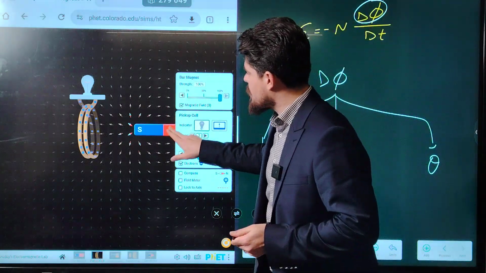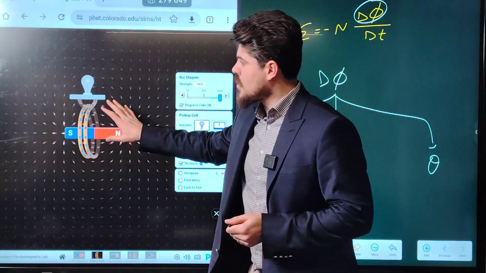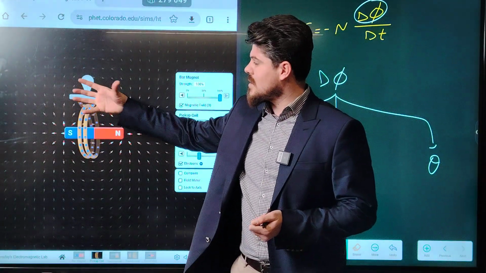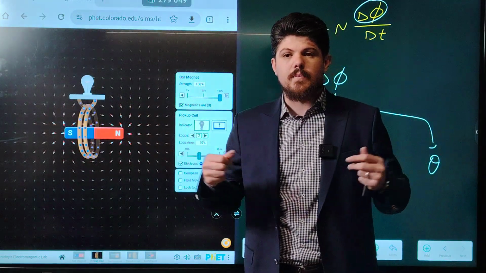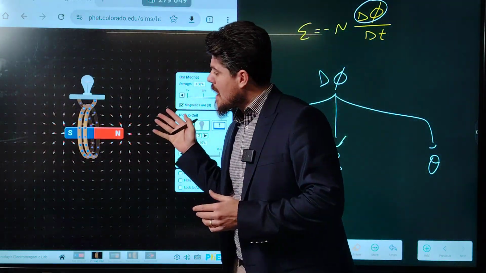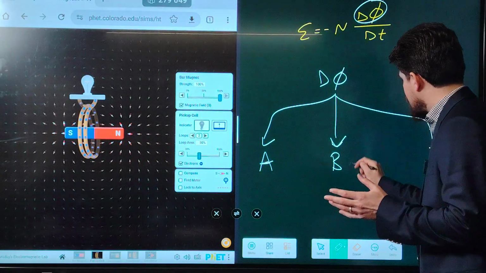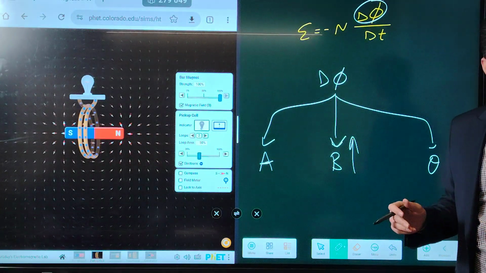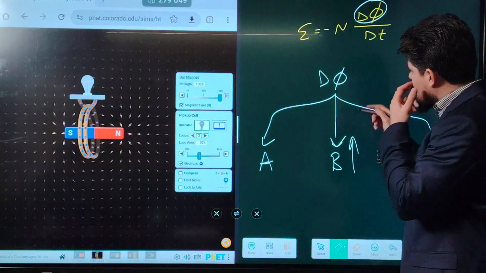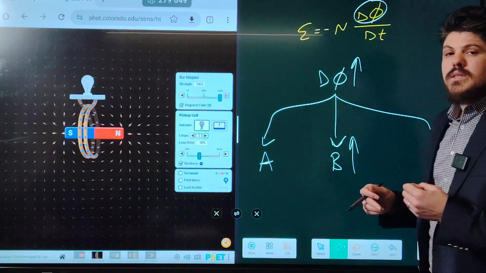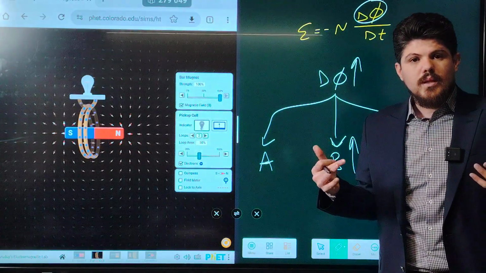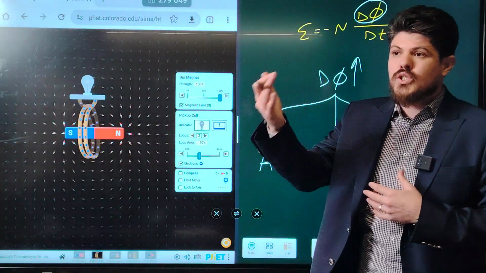Because in the case of approaching the magnet into the coil, what happened? The light bulb glows. Why? Because by approaching the magnet into the coil, what happens to the magnetic field? The magnetic field increases. When the magnetic field increases, what happened to the flux? Flux also increases.